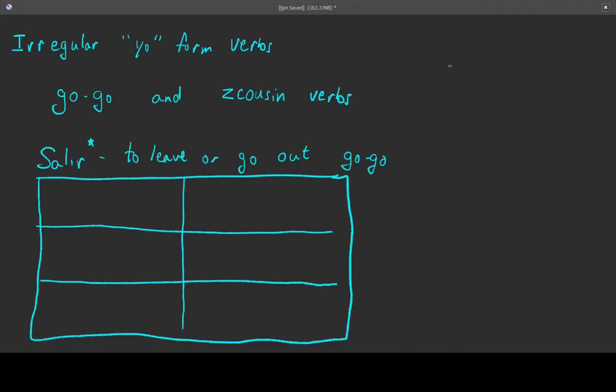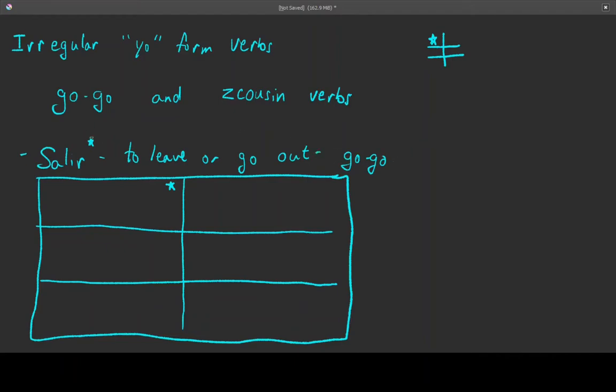salir. Since these irregular yo form verbs are only going to be irregular in the yo form, I'm going to draw up a mini version of our conjugation chart that we use to learn about conjugation, and I'm just going to put a star right here in the yo form. I'm going to come into our conjugation chart over here for the verb salir, and I'm going to put a star in the yo form there. All right, so as it says right here, salir means to leave or to go out.